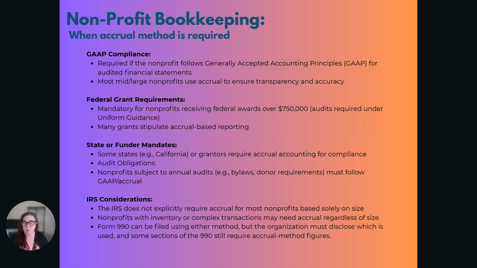And then, of course, there's the IRS, which we've already talked about. You have to be pretty substantial in size before the IRS threshold comes into play. However, one thing I do want to point out is nonprofits are required to file a 990 form. And on that 990 form, there is a place for you to select cash basis accounting. However, there are some sections of that 990 that require accrual basis figures. So even when you're using cash basis accounting, there's going to be some things you'll have to track on an accrual basis. So be aware of that.